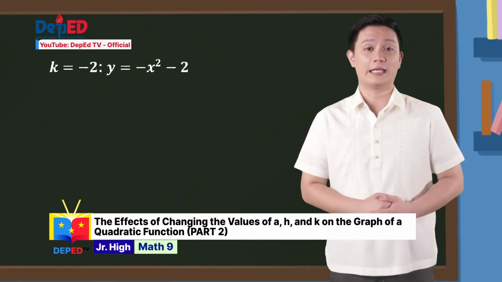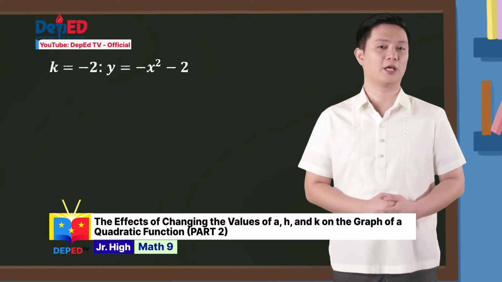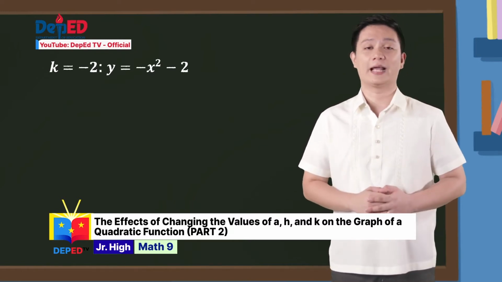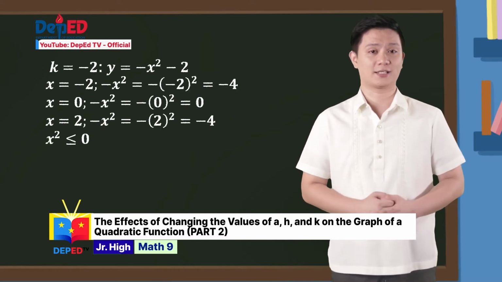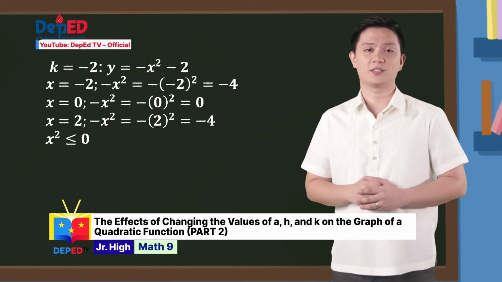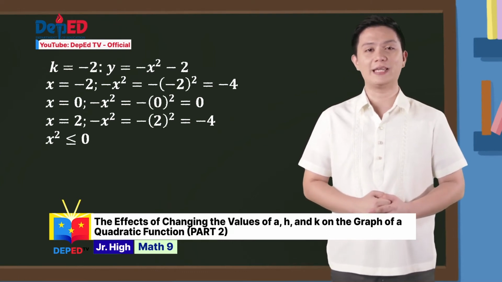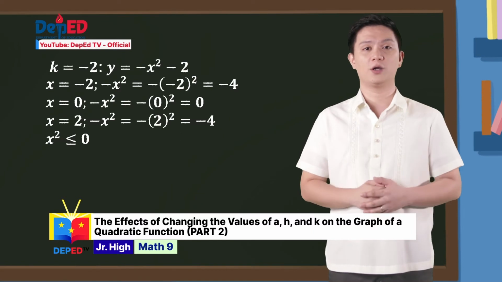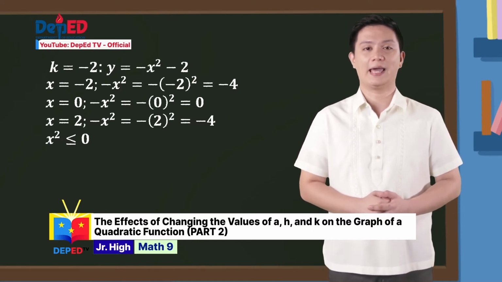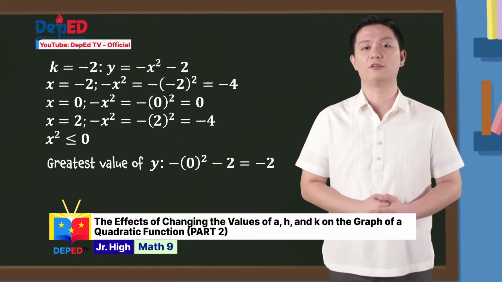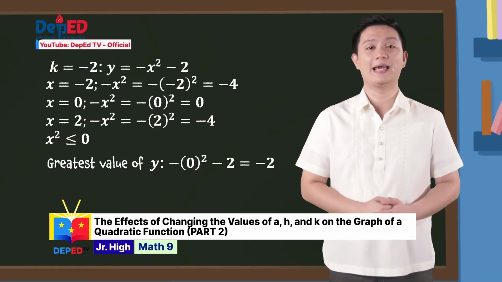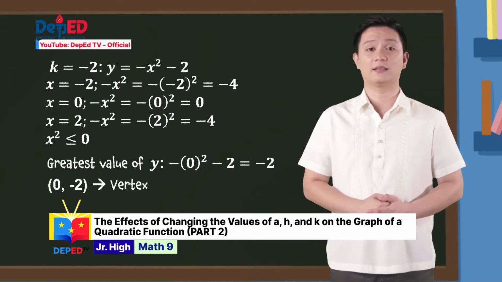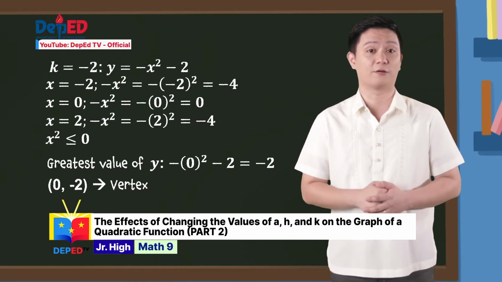When k is equal to -2, the equation becomes y equals the negative of x squared minus 2. Again, the negative of x squared will always result in a number less than or equal to 0, no matter what real number is substituted into x. Hence, the greatest value of the function is given by the negative of 0 squared minus 2, or simply -2. This implies that the highest point on the parabola is the point (0, -2), which is the vertex.